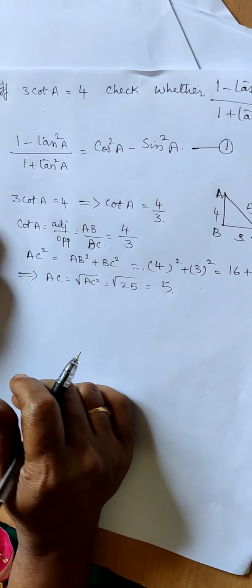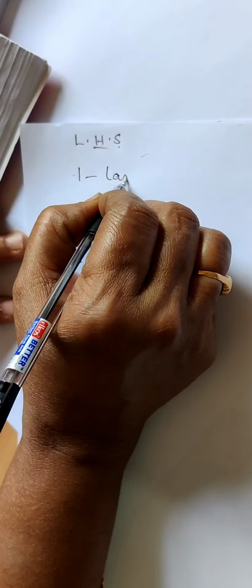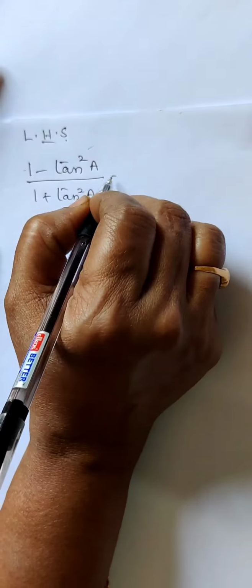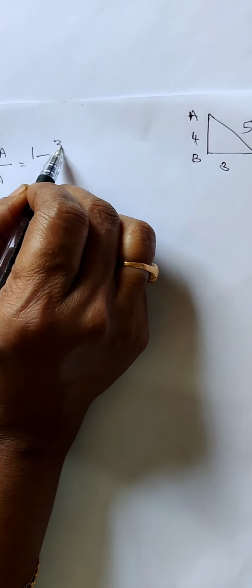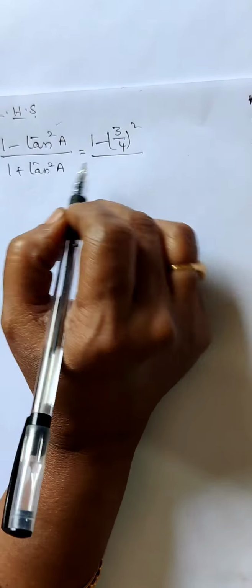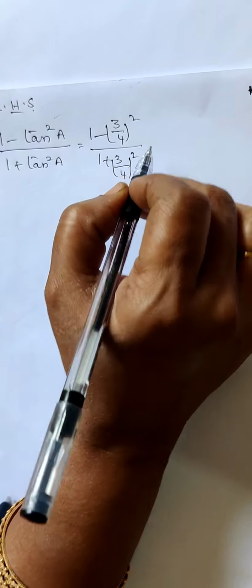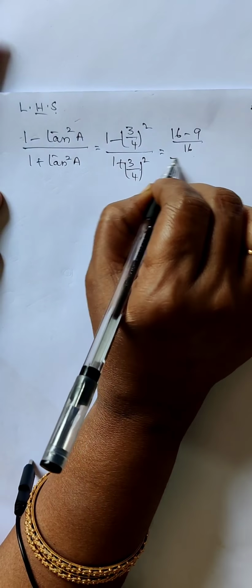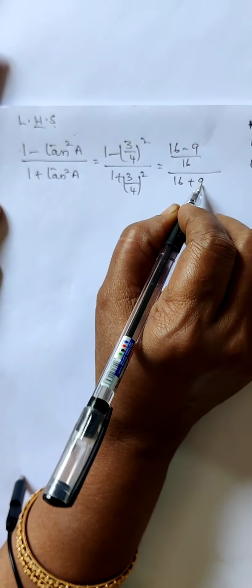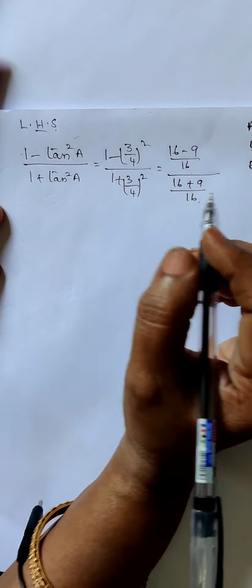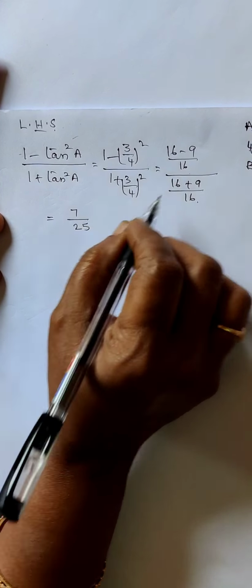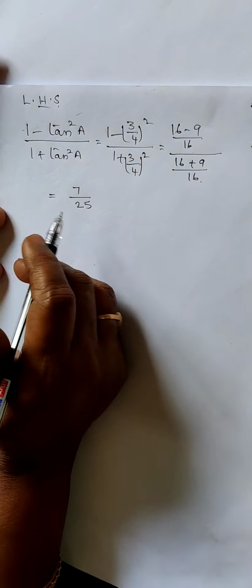Now let this be equation number 1 which we should prove. We should check whether LHS is equal to RHS. Taking LHS: 1 minus tan square A by 1 plus tan square A. What is tan A? Opposite by adjacent, 3 by 4 square. So 1 minus 9 by 16 divided by 1 plus 9 by 16, which is 16 minus 9 by 16 divided by 16 plus 9 by 16. 16 minus 9 means 7, and 16 plus 9 is 25. The denominators cancel, so LHS is 7 by 25.